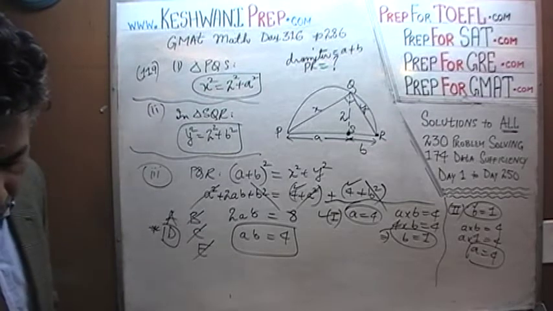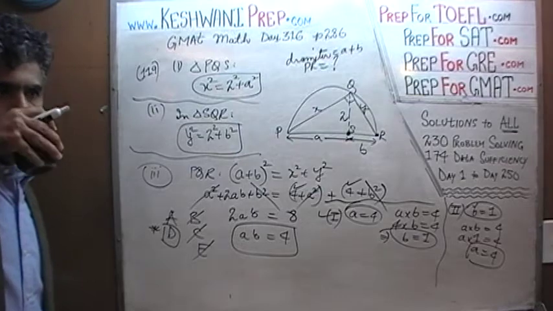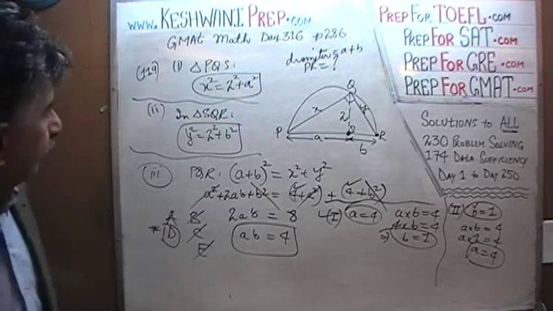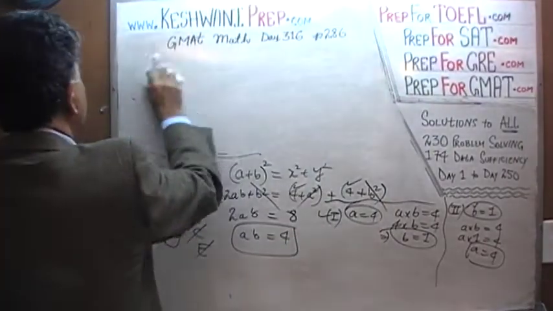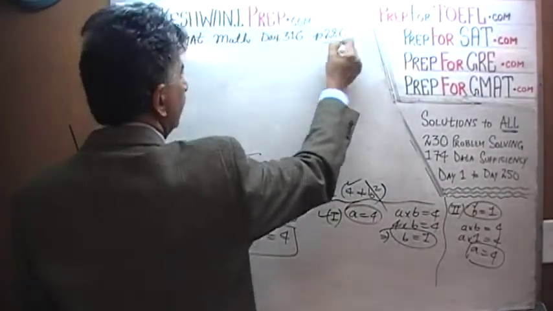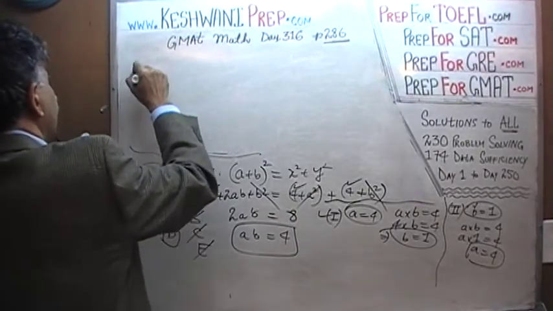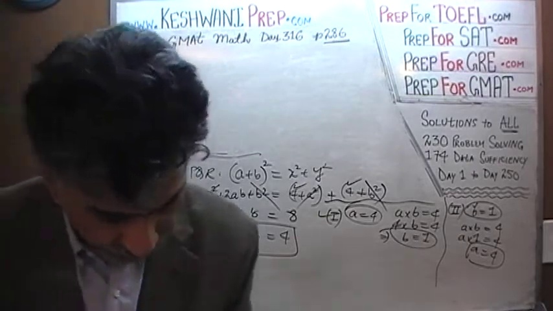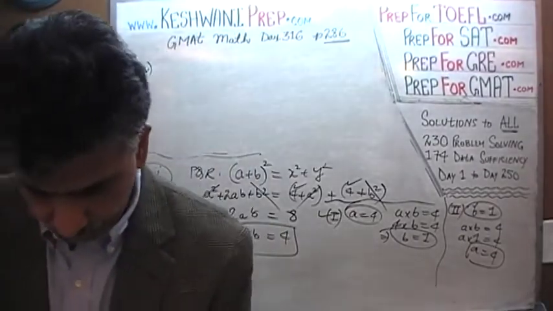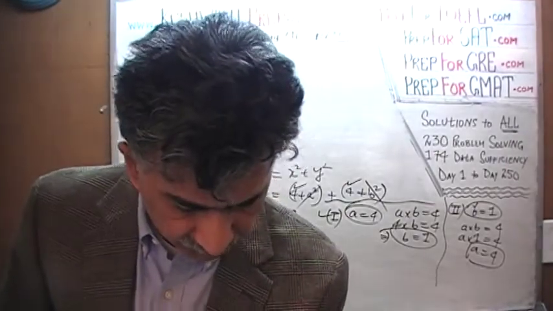Problem number 121. Just give me one more second. So we are on page number 286 now. Number 121. The very first problem on the page. Let's see what it has to say. The very first problem on the page says that we have a trade show.